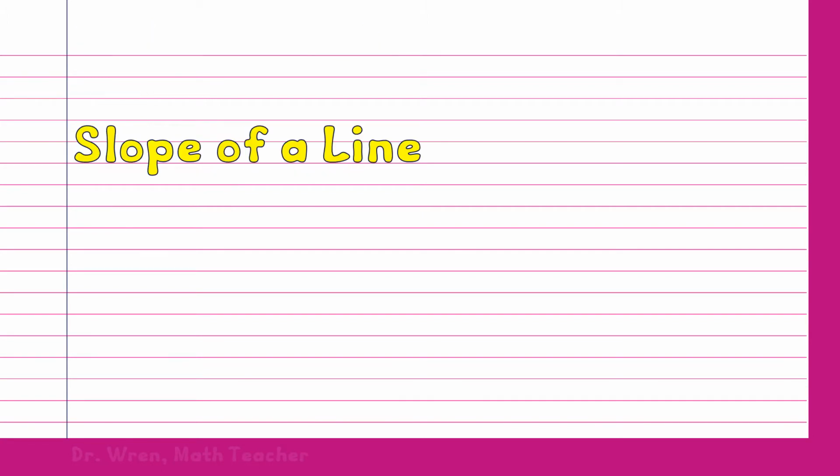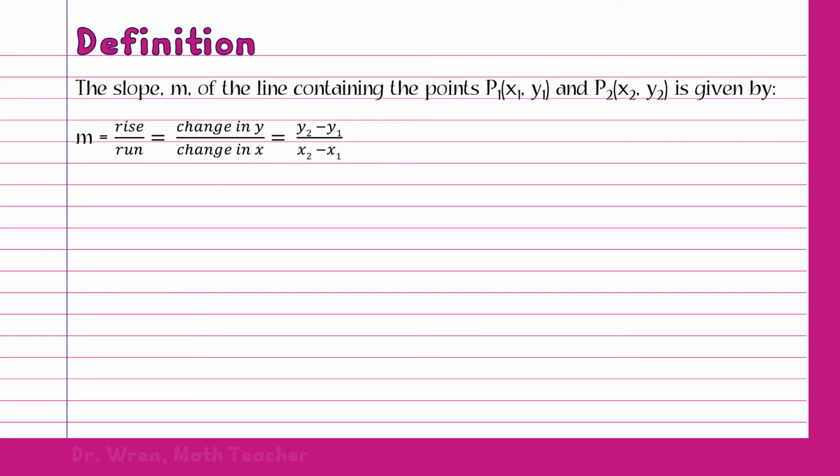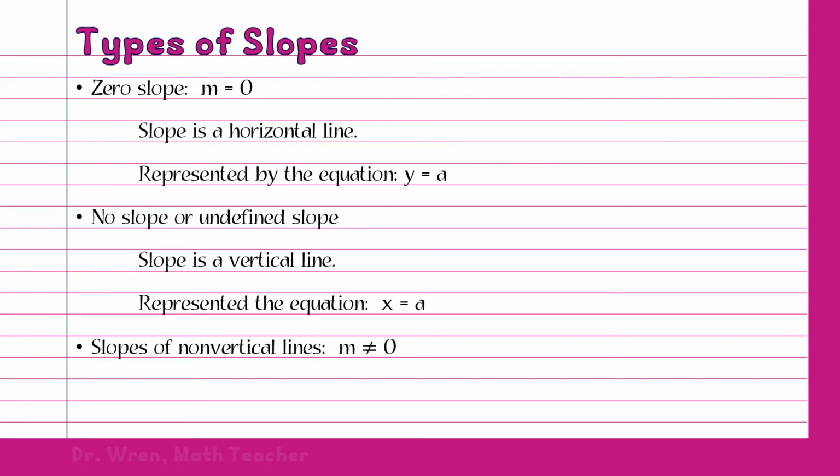Let's define the slope first, then we will talk about the different types of slopes. The slope is a measure of how a straight line rises and falls. It is found by dividing the difference between two y values by the difference between two x values.